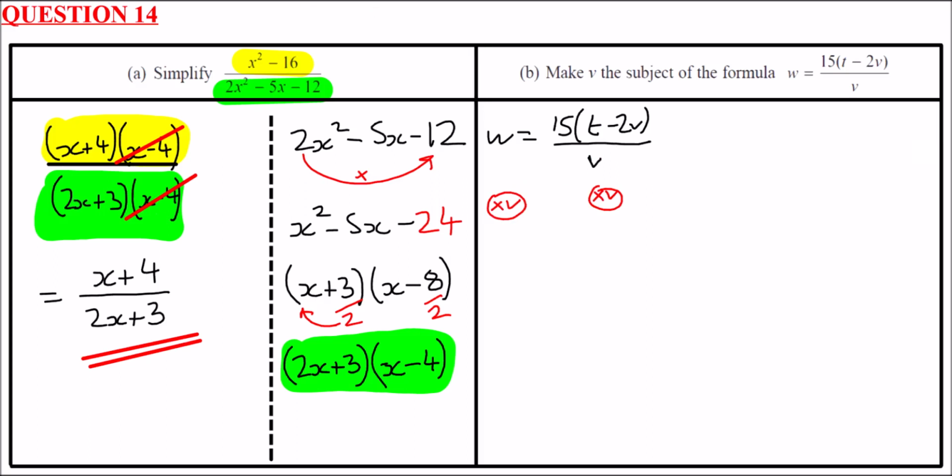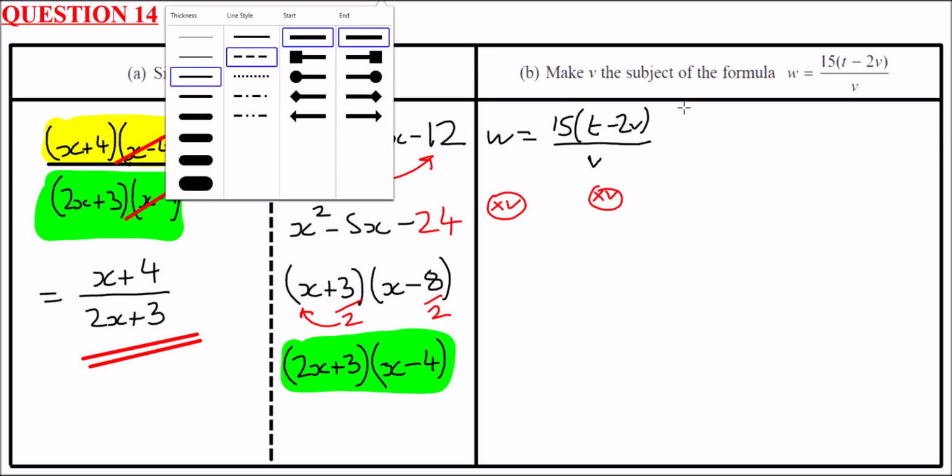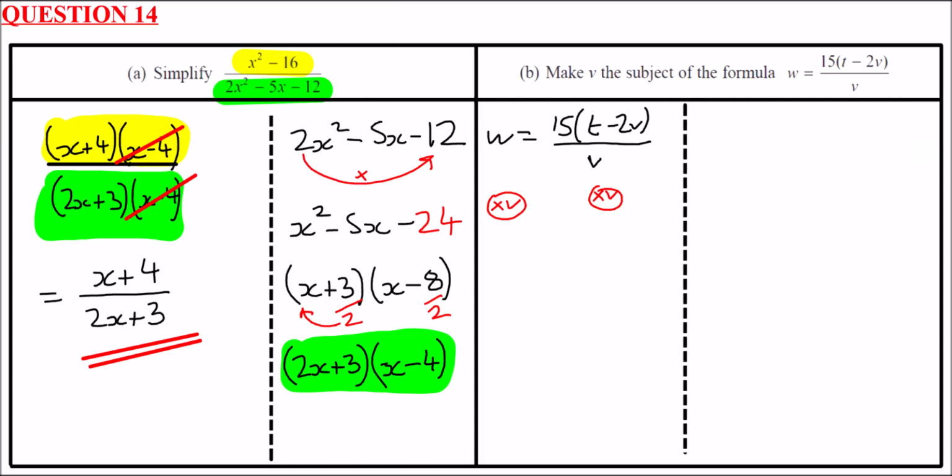So let's do this as our first step, multiply both sides by v. That will then give us wv, or vw. That denominator will have now vanished. We've now got 15 brackets t minus 2v. We can then expand this bracket here to get vw equals 15 times t is 15t. 15 times minus 2v is minus 30v.